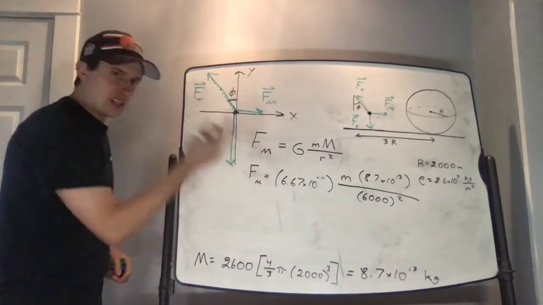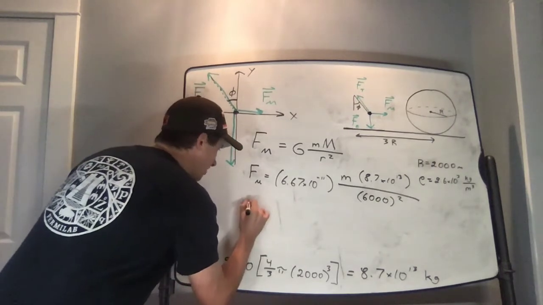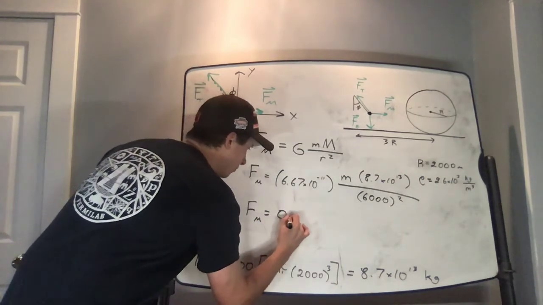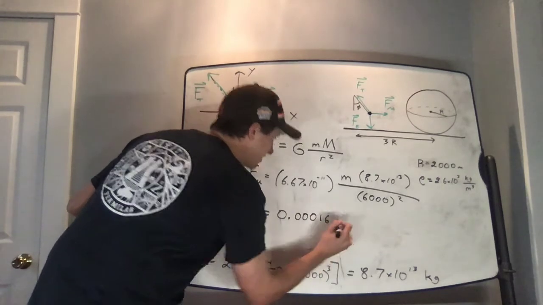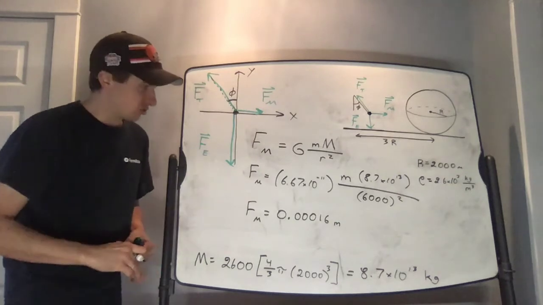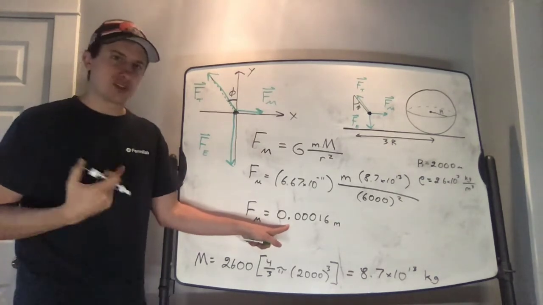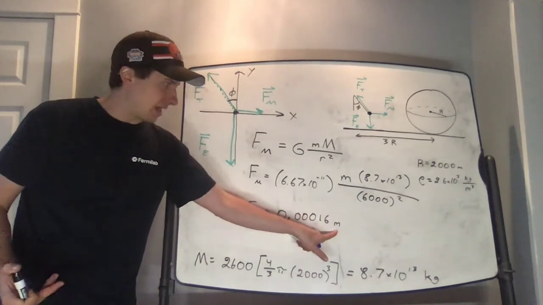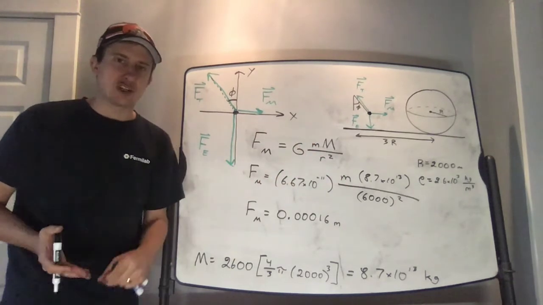That will be 6,000 meters squared. And when I send these numbers through a calculator, I find the gravitational force on the small mass from the mountain is 0.00016 times the mass of the small object that is tied to the string. So this answer is not 0.00016 meters. This is not a unit. This small m here is the mass of the small object that's tied to a string.